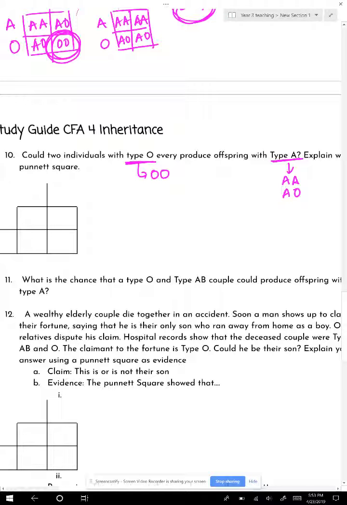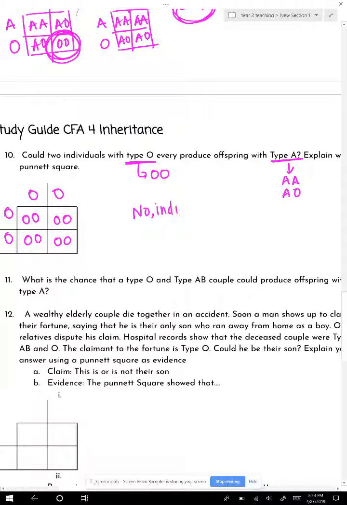So we're going to go through this, right? So if we go OO and OO, very clear, right? The only thing that we can get is individuals with O-type blood. So our answer in this case would be that we cannot have that individual. So this will be no, right?